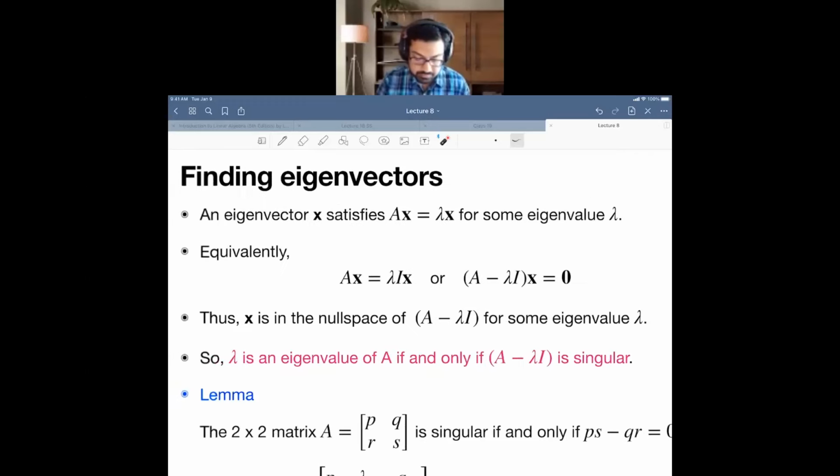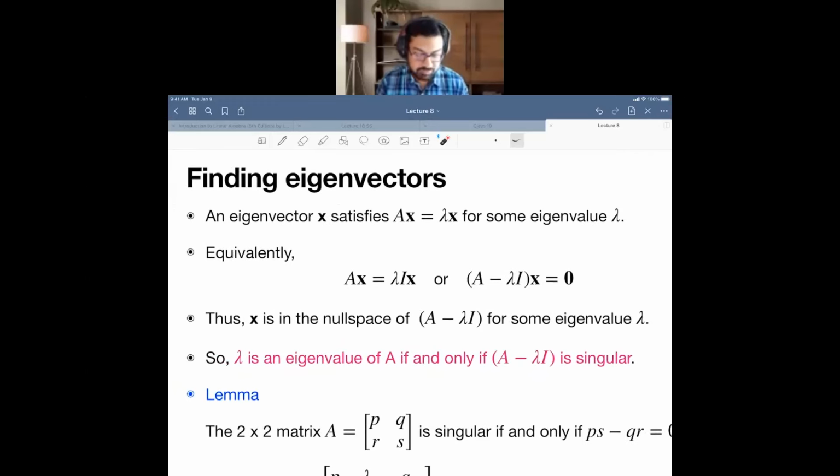Right? The solutions to this homogeneous set of equations. We have changed the problem to A minus lambda I here. So X essentially is going to be the null space of A minus lambda I. Lambda is a scalar, for some eigenvalue lambda. So we say lambda is an eigenvalue of A if and only if A minus lambda I is singular, right? So that particular matrix cannot be invertible.